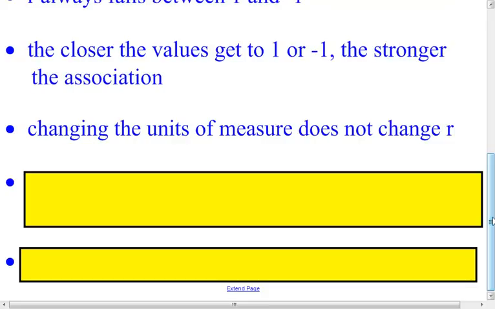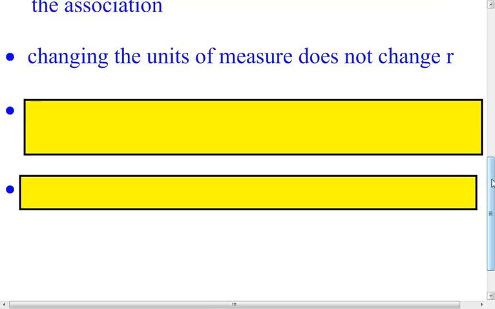If I change the units of measure, it does not change my correlation coefficient. Yesterday we looked at an example between an apple's circumference and an apple's weight. If I measure the apple one day in inches and the next day in centimeters, it's still not going to change the relationship between an apple's circumference and weight. Because that relationship has not changed, the correlation coefficient is going to be the same still.